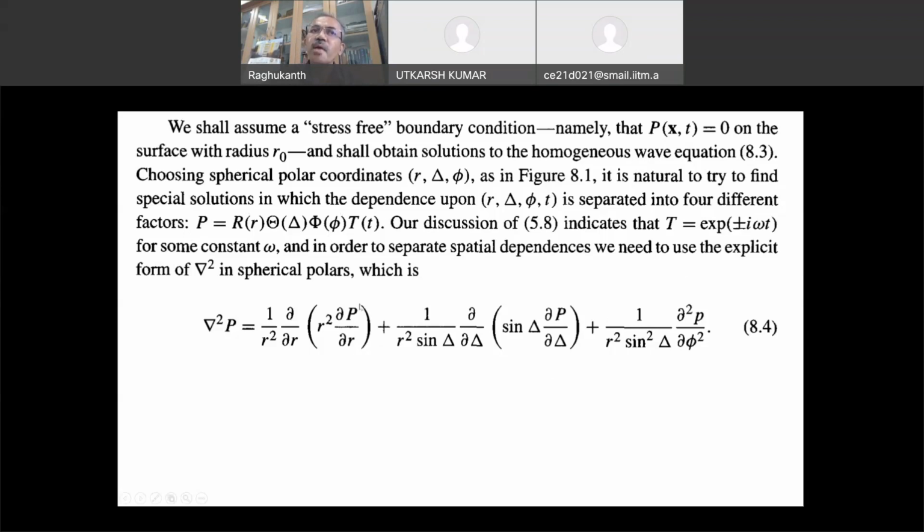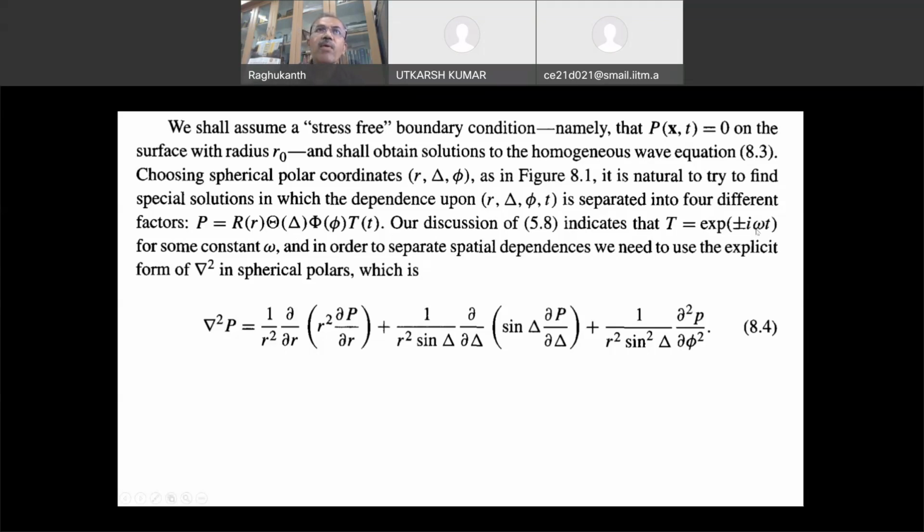Now you are having r, then theta, then phi derivatives. So you write the solution like this: p is equal to R of r, Theta of theta, Phi of phi, T of t. You substitute this in the expression. And of course, T is anyway e to the power of i omega t, like a Fourier transform we do.